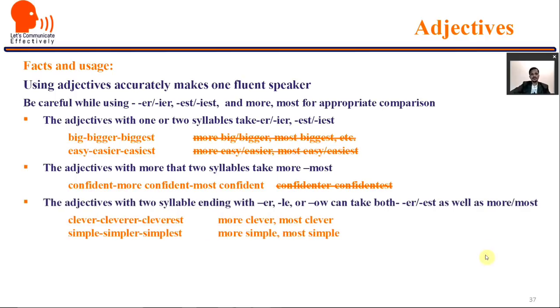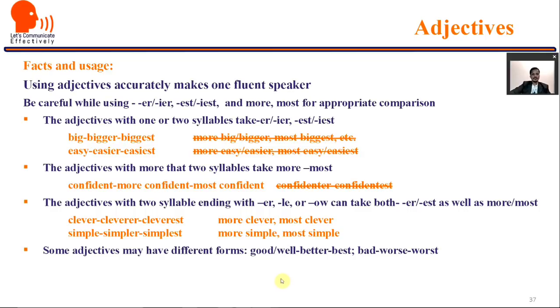The adjectives with two syllables ending with er, le, or ow can take both er, est as well as more and most, like clever, cleverer, cleverest, as well as more clever, most clever; simple, simpler, simplest, more simple, most simple. Because clever is ending with er, and simple with le.